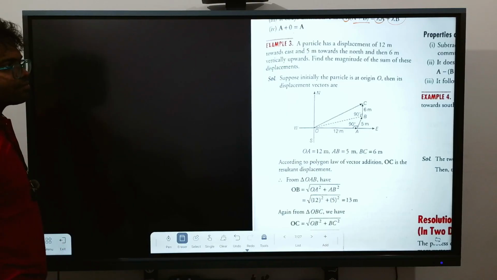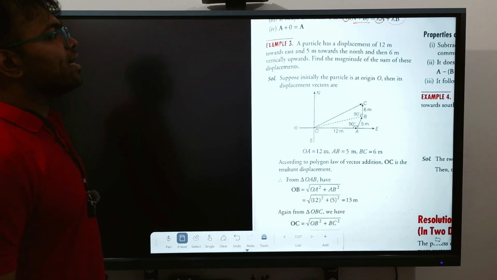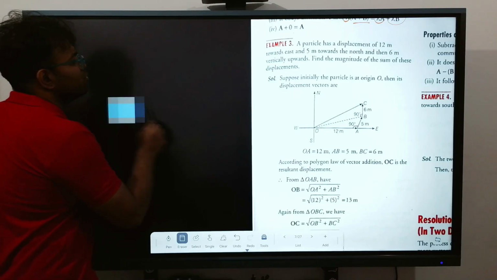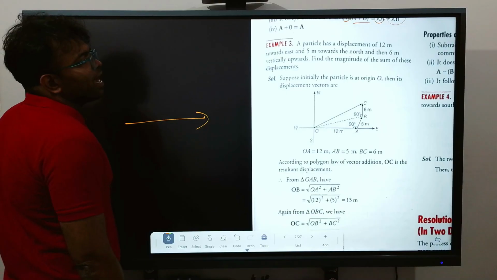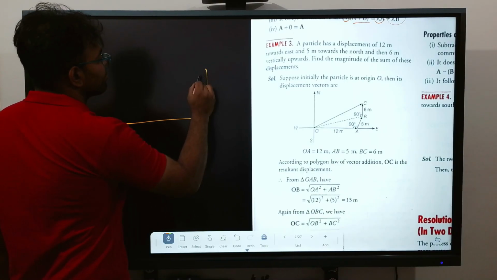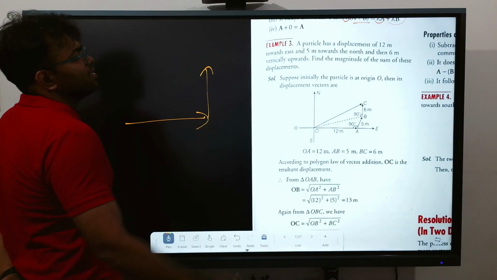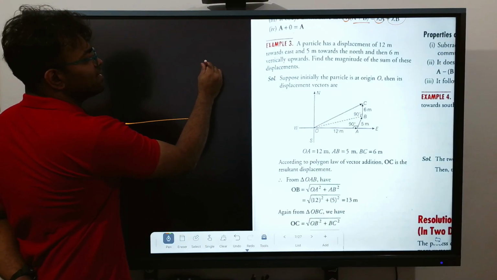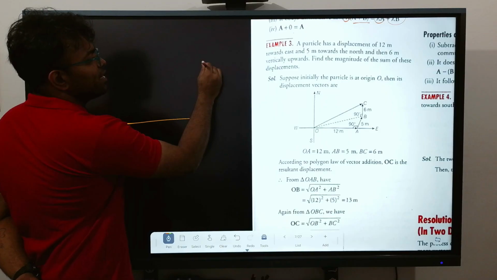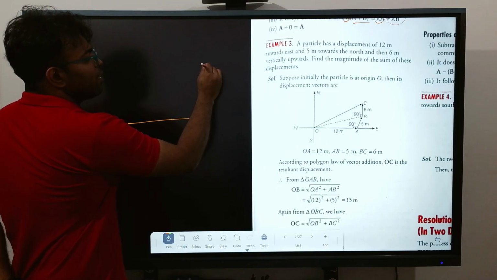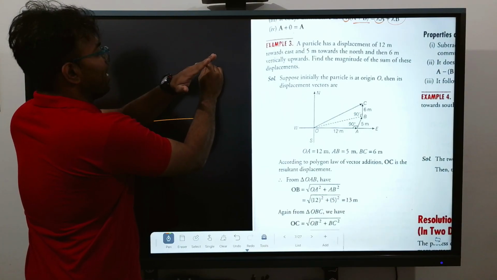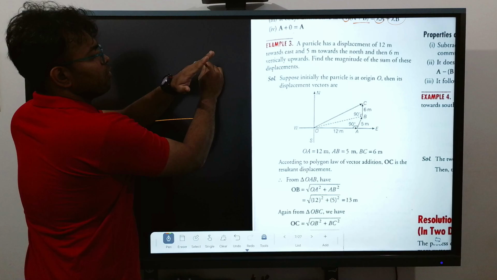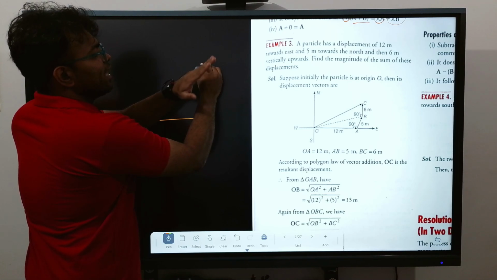Clear? Now look at this, Drupad. A particle has a displacement of 12 meters due east, and 5 meters due north, and then 6 meters vertically upwards. Vertically upwards means this. It's not north, it's vertically upwards. Okay, so what is the resultant going to be? The resultant is going to be a value like this. Vertically upwards looks like this.